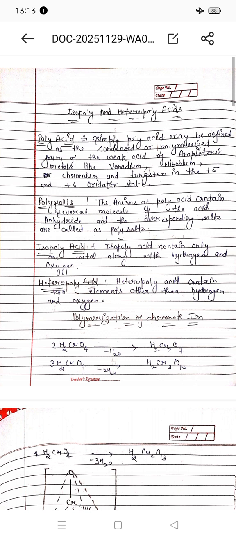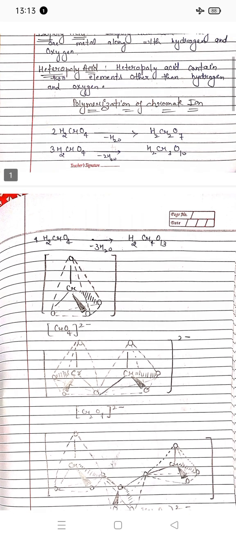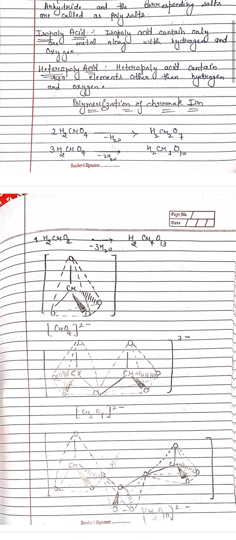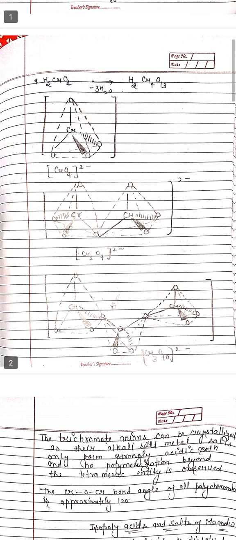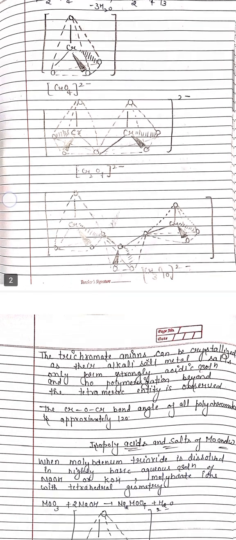2H2CrO4 gives H2Cr2O7. 3H2CrO4 gives H2Cr3O10. 4H2CrO4 gives H2Cr4O13. The structure of Cr4O13 2-, the structure of Cr2O7 2-, the structure of Cr3O10 2-.